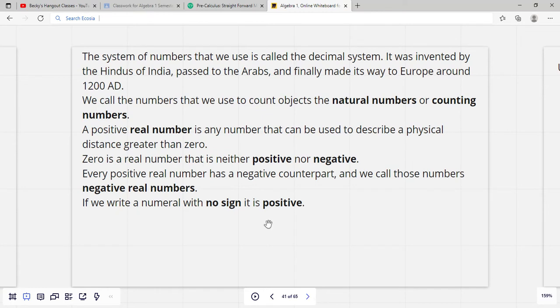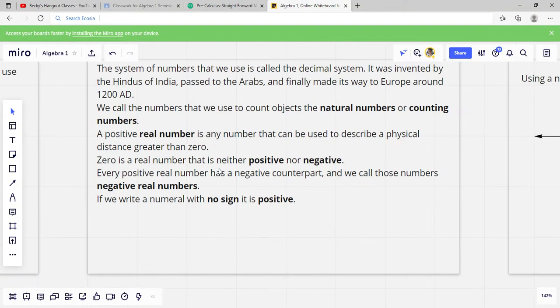The system of numbers that we use is called the decimal system, and it was invented by the Hindus of India. I think that's on a question somewhere in your homework. It may ask you about that. What is our system of numbers called? The decimal system. Who is it invented by? The Hindus. They passed it to the Arabs and finally made its way to Europe around 1200 AD.